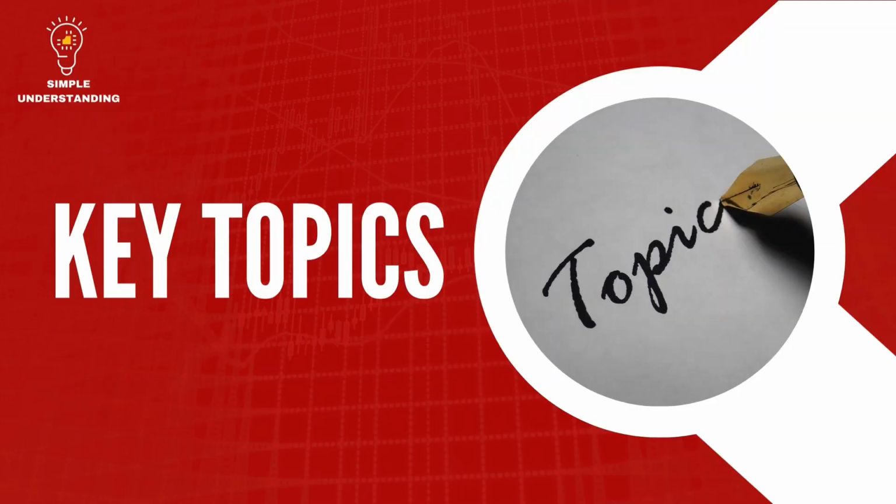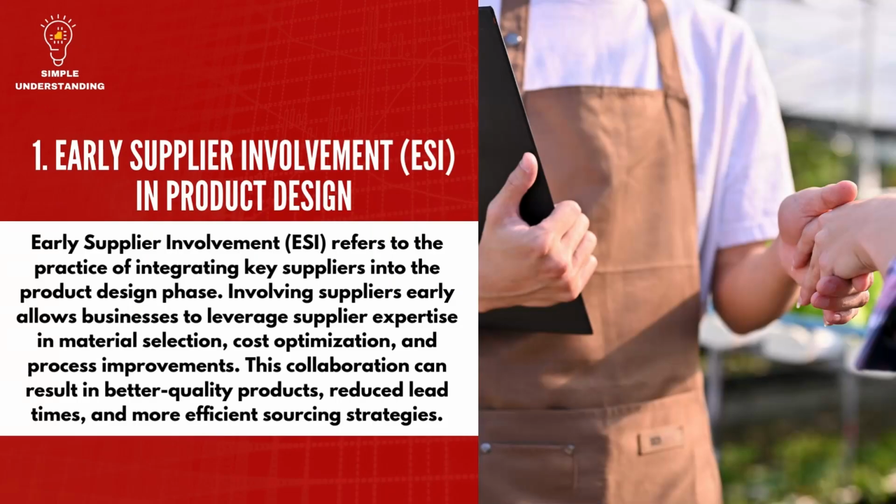Key topics. 1. Early supplier involvement (ESI) in product design. Explanation. Early supplier involvement (ESI) refers to the practice of integrating key suppliers into the product design phase. Involving suppliers early allows businesses to leverage supplier expertise in material selection, cost optimization, and process improvements. This collaboration can result in better quality products, reduced lead times, and more efficient sourcing strategies.